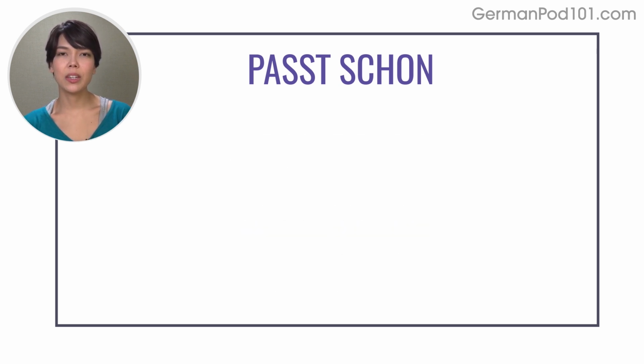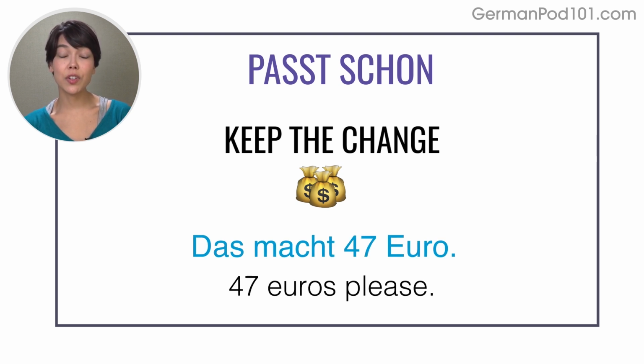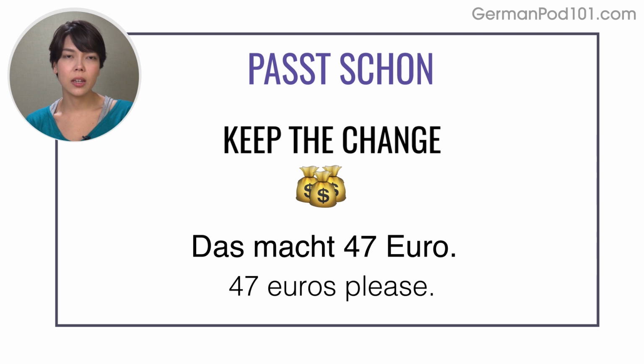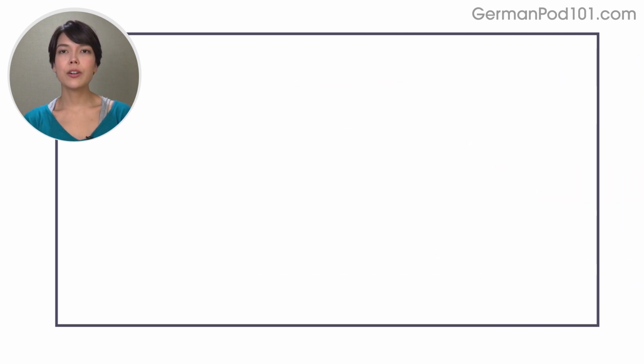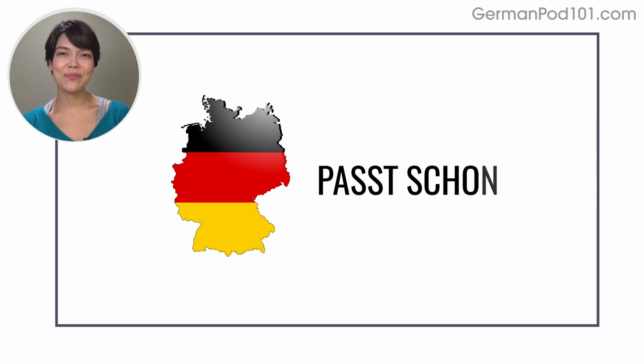Passt schon can even mean keep the change when giving a tip. For example, if your waiter at the restaurant says, das macht 47 Euro. 47 euros, please. You can respond with a passt schon, and it'll mean keep the change. In other parts of Germany, such as Bavaria, some people drop the N at the end of passt schon and emphasize the O as in passt schon. So make sure to listen for it if you visit.